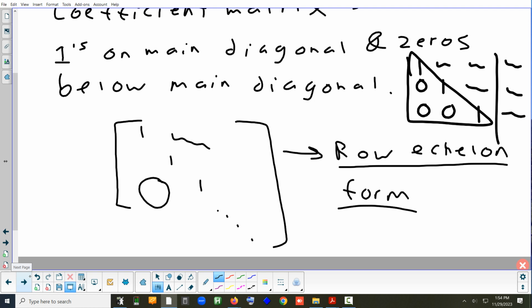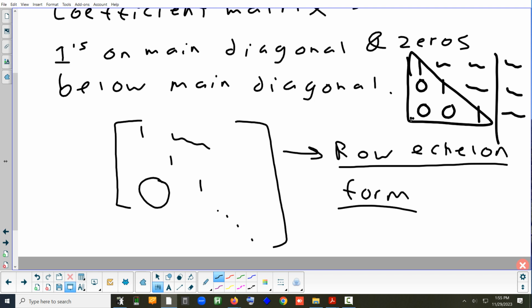When you turn your matrix into what I have right here, okay, zeros below it, ones on the diagonal, that's called row echelon form. Okay, I'm going to refer to that as REF. So if you see a problem that says solve the system by changing your matrix into row echelon form, it means ones on the diagonal, zeros below it.